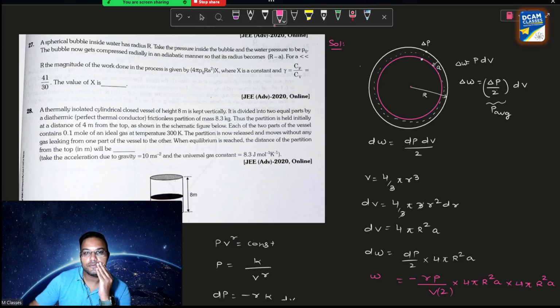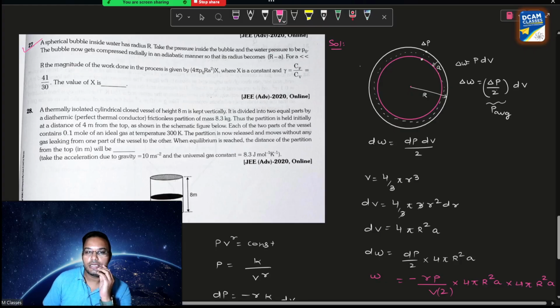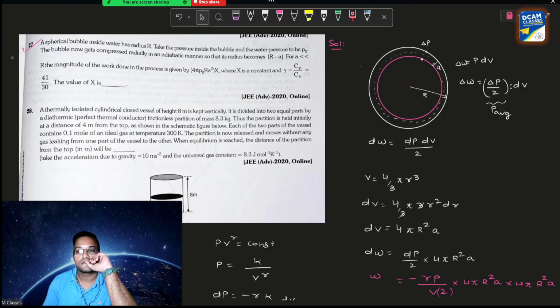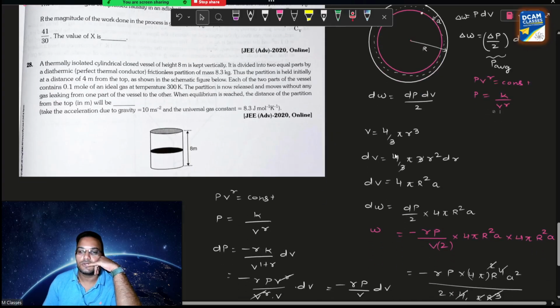This is the easiest way of solving this question. Otherwise, there are lengthy methods also. Instead of doing this, you can write PV power gamma is equal to constant, so you can find the work done in that case. Understanding? You can write P as A by V power gamma, and accordingly find out the work done. Like that also you can do, and you get the same answer.